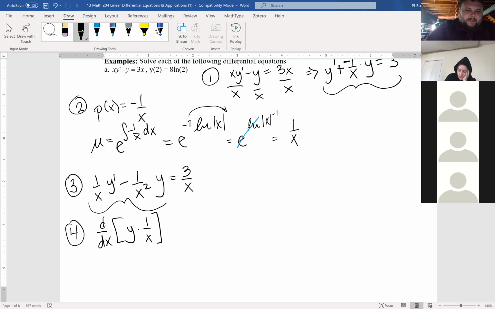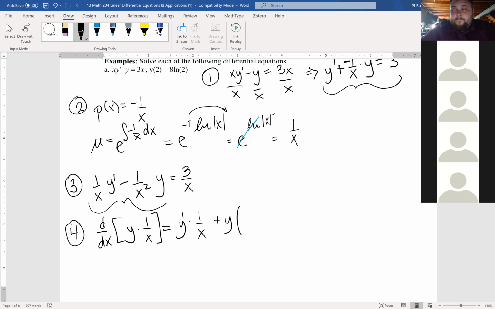So as I said, let's check it. So derivative of y with respect to x, well, that's just called y prime. Leave the 1 over x alone. Leave y alone. What's the derivative of 1 over x with respect to x? -x to the -2. Right, which is the same thing as saying minus 1 over x squared, right?